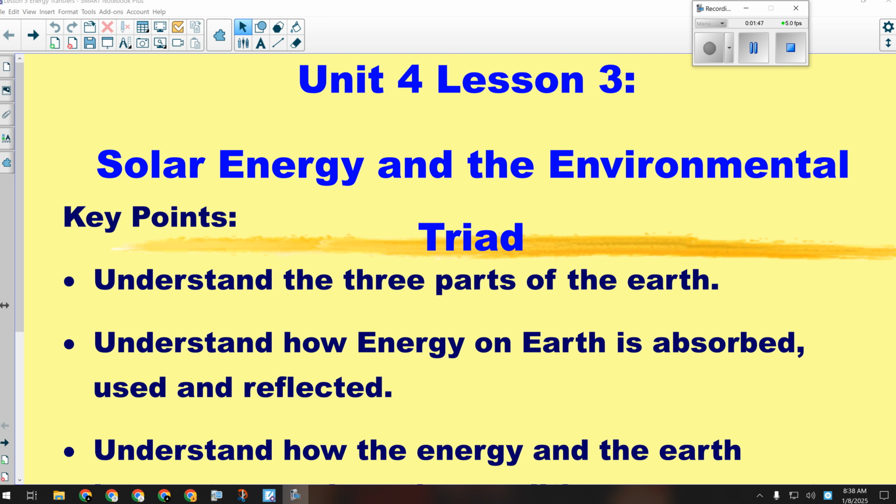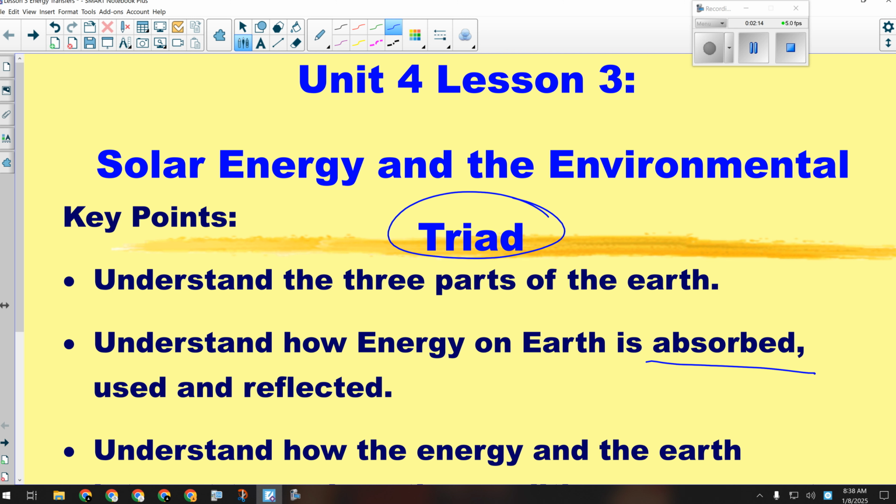All right, so we're going to look at the three parts of the Earth. That would be like multiple choice stuff. It's pretty straightforward. Understand how energy on Earth is absorbed, used, and reflected. Those are what I call the big three. This whole lesson is threes. Everything is in threes.